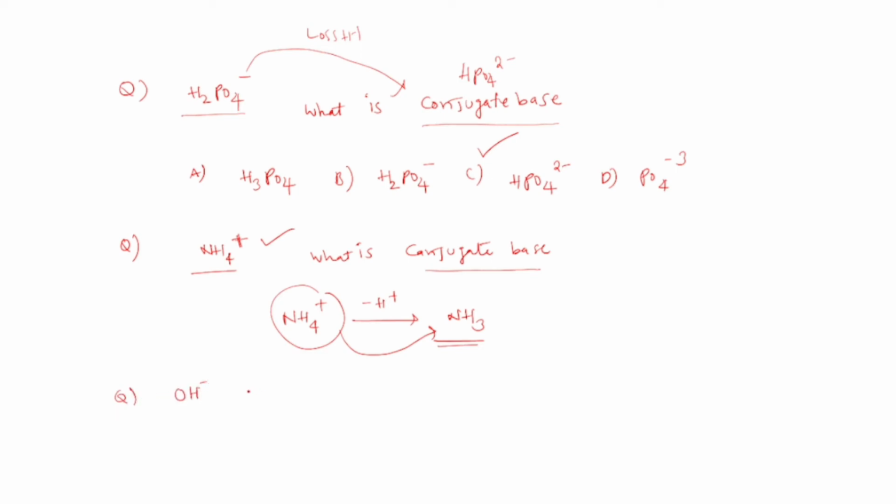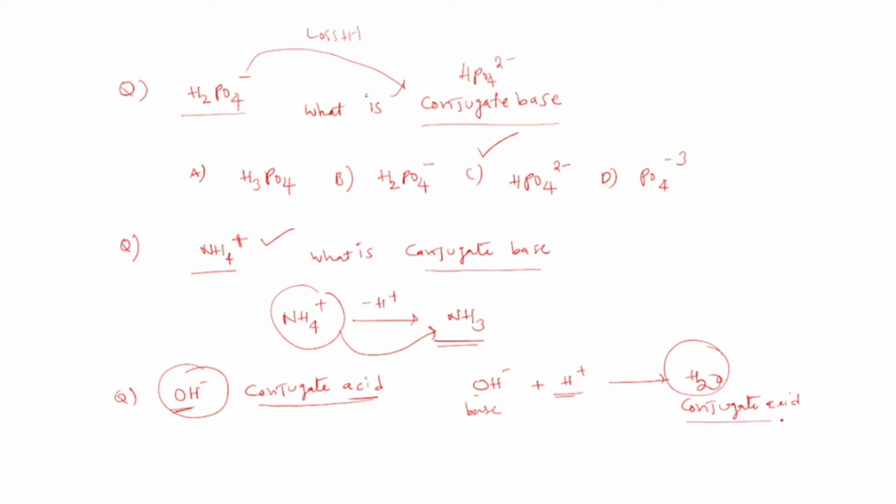Similarly, another question: for OH minus, what is the conjugate acid? Here they are asking for the conjugate acid, which means OH minus should act as a base, and a base always gets one proton and becomes its conjugate acid. So OH minus attracts one H plus and becomes H2O. So H2O is the conjugate acid.